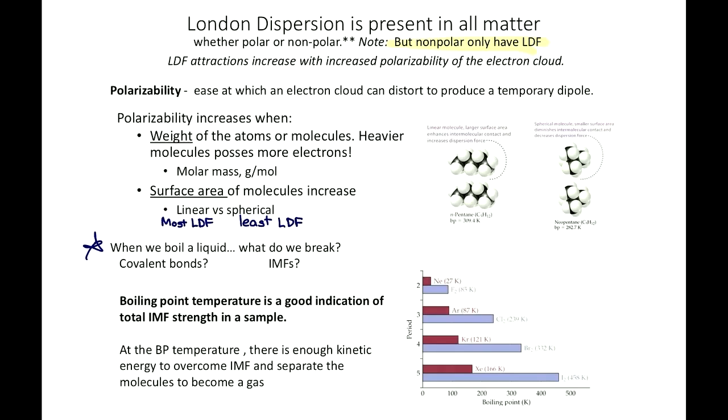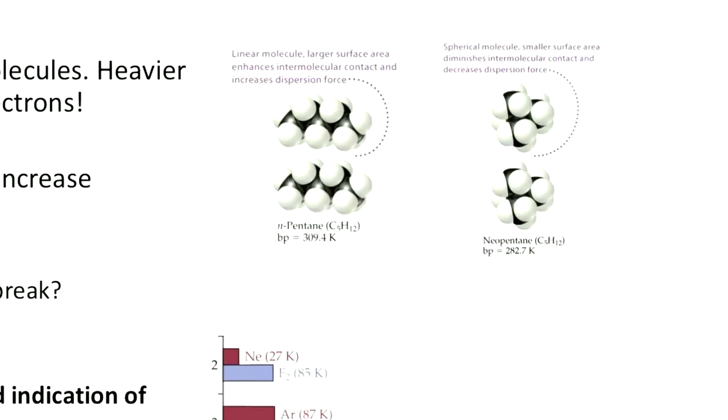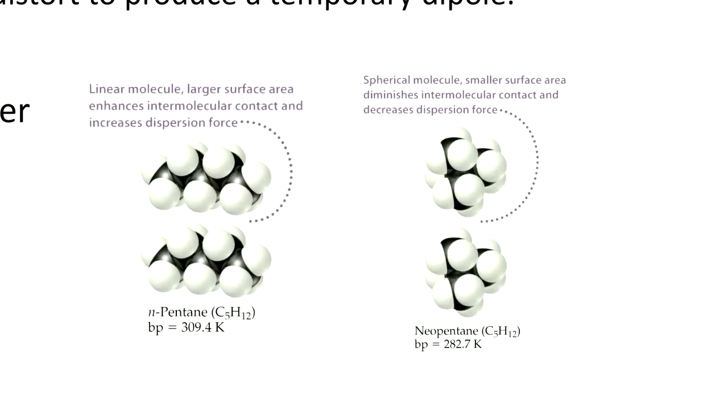If there's a lot of surface area in your molecule, what we'll see is that London dispersion attractions also happen a lot. So there's actually two criteria here for London dispersion: as molar mass increases, but also as surface area of your molecule increases. And here's an example.